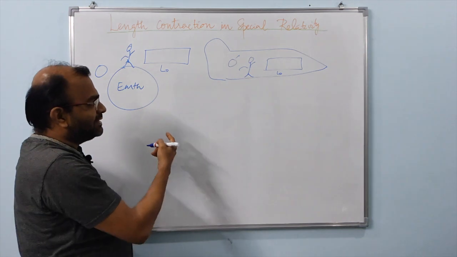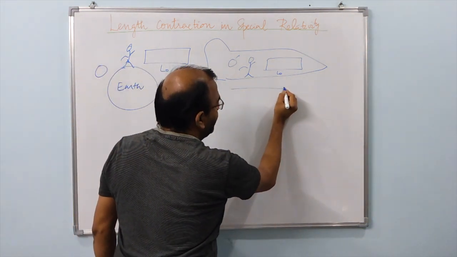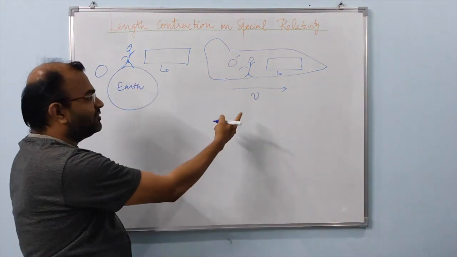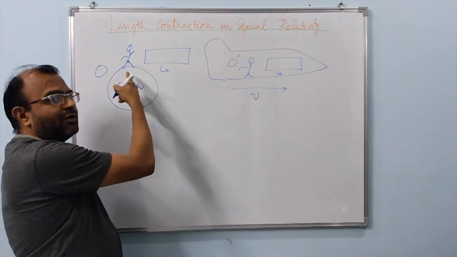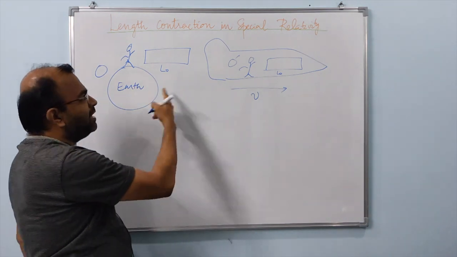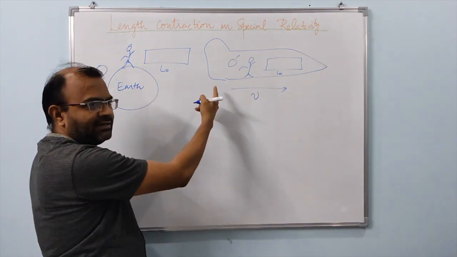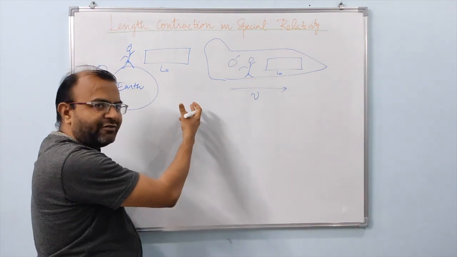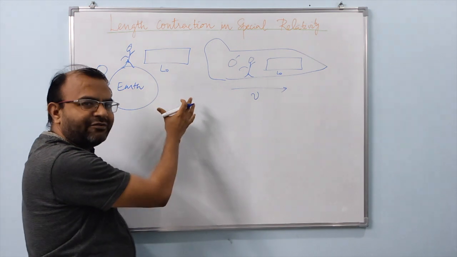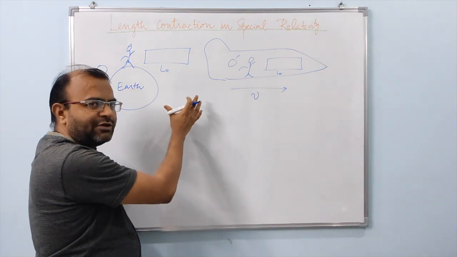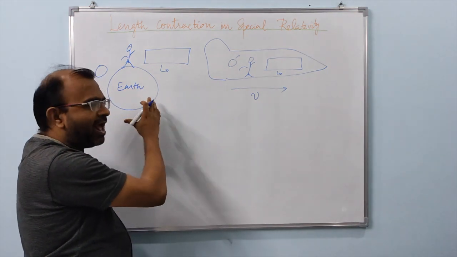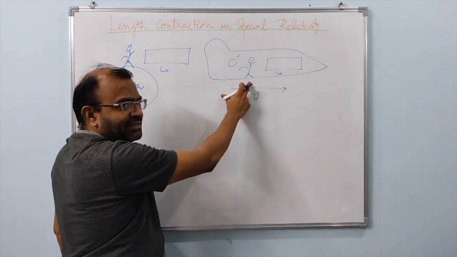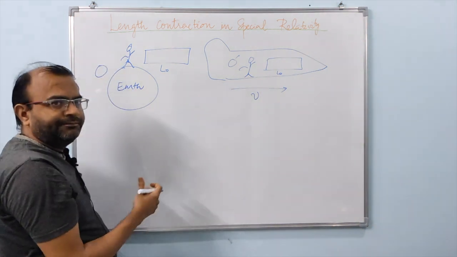Now this is because the spaceship is moving with a velocity v, let us say, with respect to the earth-based observer O. Therefore, these two observers are in different frames of reference, and these two inertial frames are in relative motion with respect to each other. Therefore any length measured by the earth-based observer for this object, which is in relative motion, will appear shorter.